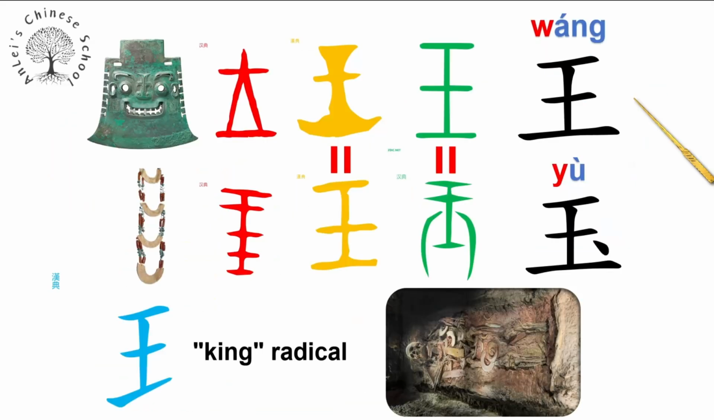These two characters look very similar. This one is Wang, Wang Wang, it means king. The other one is Yu, Yu Yu, meaning jade. Add one dot to the character Wang, and it's Yu.